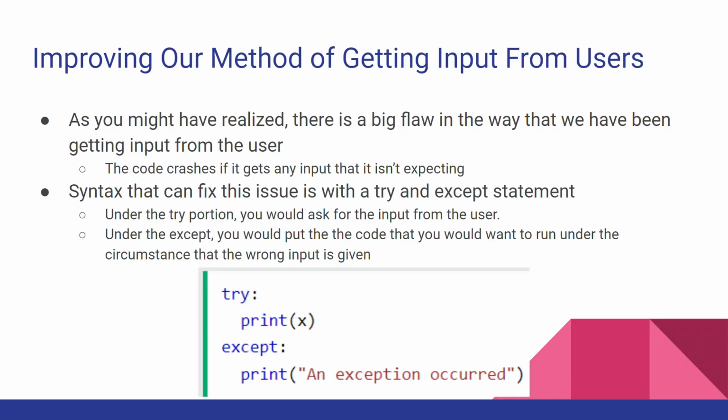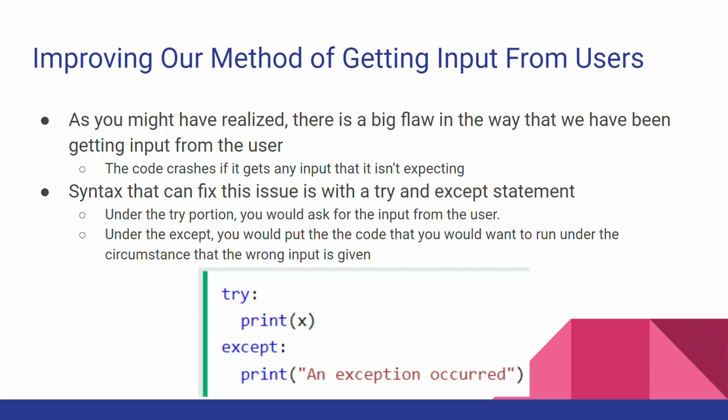The first thing we're going to learn today is how we can improve our method of getting input from users. As you might have realized, hopefully, there's a big flaw in the way that we've been getting input so far. The code crashes if we get an input that isn't expected. What do I mean by this? Well, let's say we typecast our input as an integer. However, if the user types in a string such as hello and the code tries to turn that into an integer, it obviously crashes. This is a big issue.